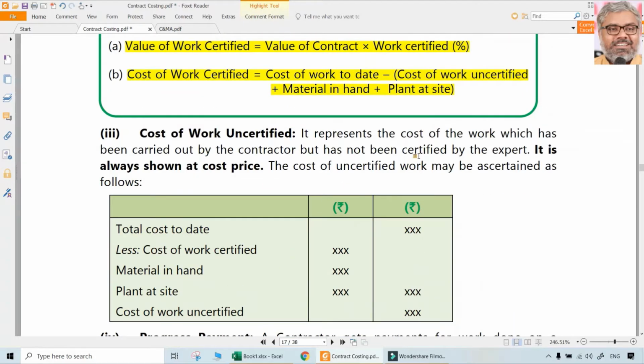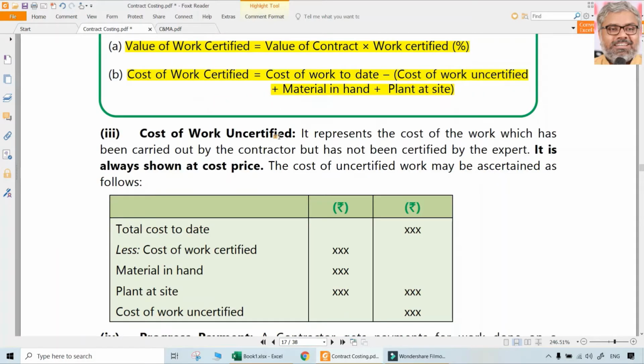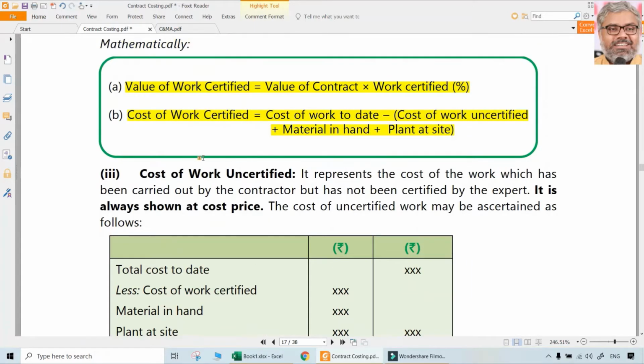Then reverse mechanism. So here, cost to date minus cost of work certified minus materials in hand minus plant at site. If you look at the same equation, cost of work certified is equal to cost of work to date minus cost of work uncertified minus materials in hand minus plant at site. If this goes to the other side, it becomes plus. Cost of work uncertified, it comes to the right side, it becomes minus.